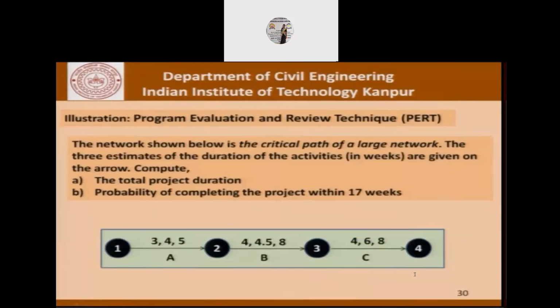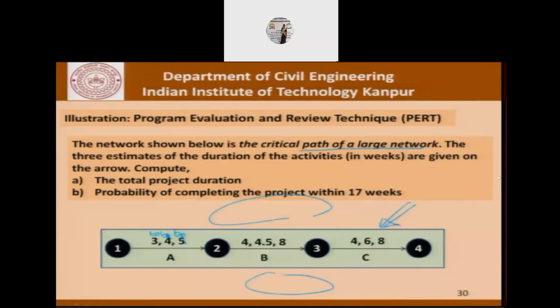So now, to use an illustrative example for PERT, let's say that there is a network which is given here, which is a part of a larger network. So there are a lot of activities here and here, but we are talking only of this part because that is our critical path. For this critical path, the durations are given here for the activities A, B, and C. This is the TO, TM, and TP for all these activities.